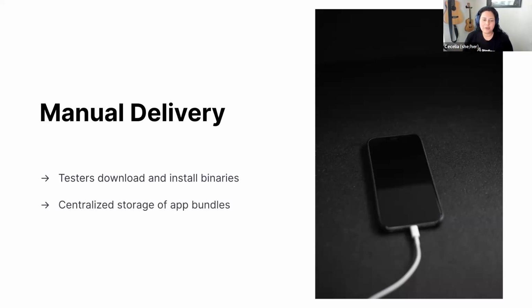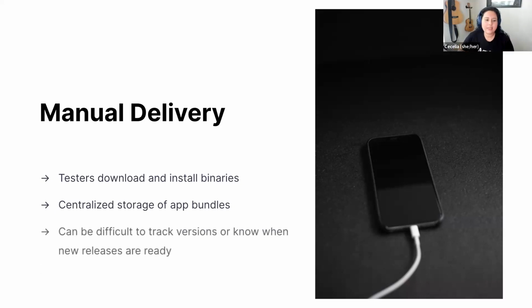Actually, I'm sorry, this is not using any kind of app delivery tool where everything is managed for you. I've heard people say that they just upload the binary, use Quick Share, maybe have some kind of centralized storage, and then the testers will go in, get that new version and install it themselves. This can be difficult for tracking versions or knowing when new releases are ready. We typically see this used for smaller testing teams, or if you have a more manual testing process, or if you're able to organize or track some of that information elsewhere, where you may not have hundreds of versions existing at any given time for different testers.